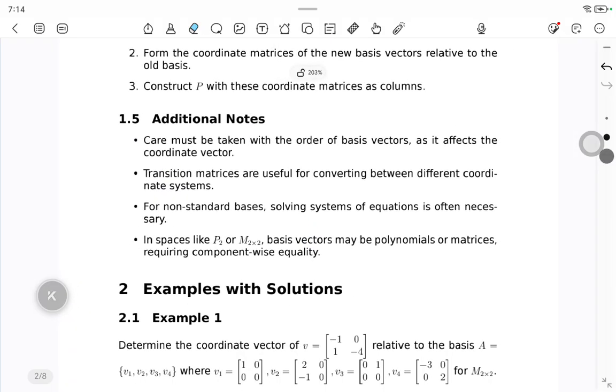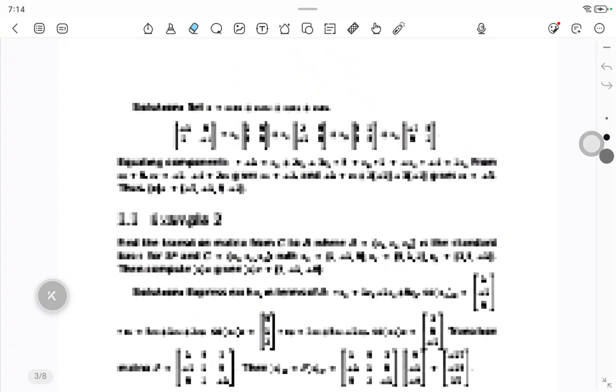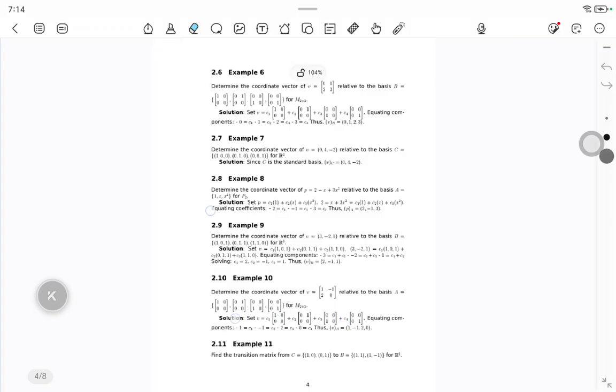I think we've done this in class. We've done a lot of examples. Then I'm not going to look at the additional notes or the examples. Let's just jump straight to those problems.